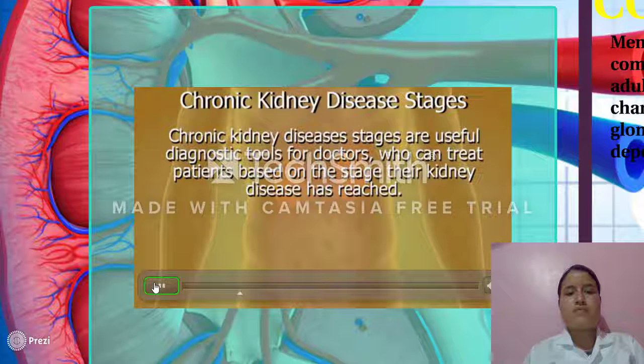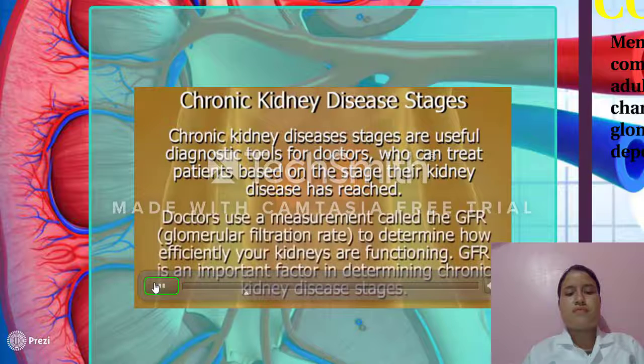Chronic kidney disease stages are useful diagnostic tools for doctors, who can treat their patients based on the stage their kidney disease has reached. Doctors use a measurement called the GFR to determine how efficiently your kidneys are functioning. GFR is an important factor in determining chronic kidney disease stages.